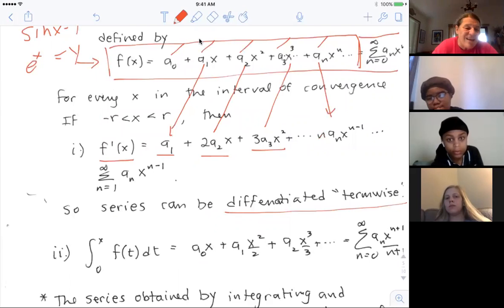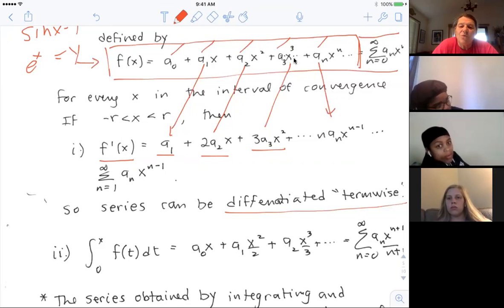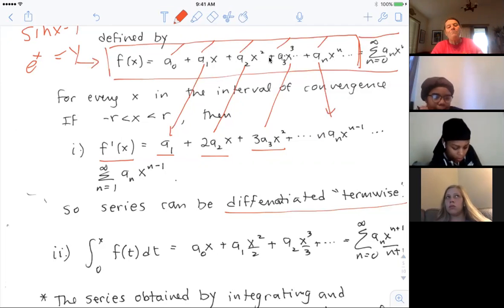If I integrate that term-wise, the integral of a naught, and that's just a constant, the integral of 5 is 5x. The integral of 10 is 10x. The integral of a sub 0 x is a naught x. The integral of a1x is a1x squared over 2. The integral of a2 is a2x cubed over 3. The next one will be a4x to the 4th over 4. Because it's just a nice simple power series with powers in it, these are very easy to integrate.